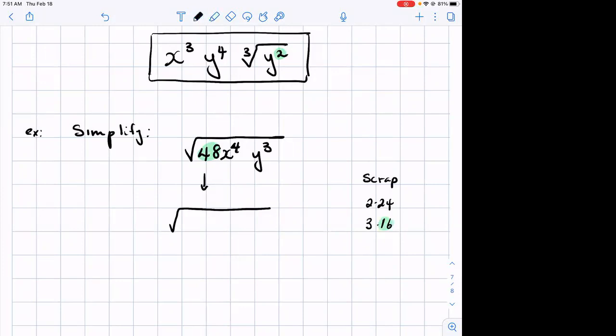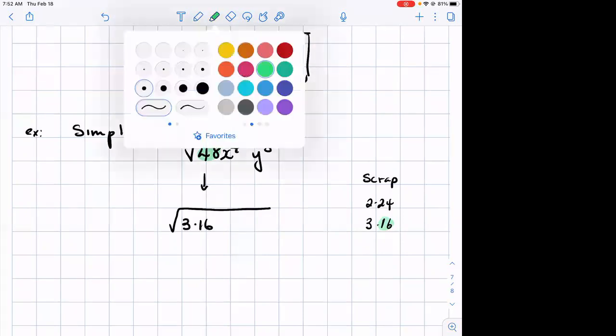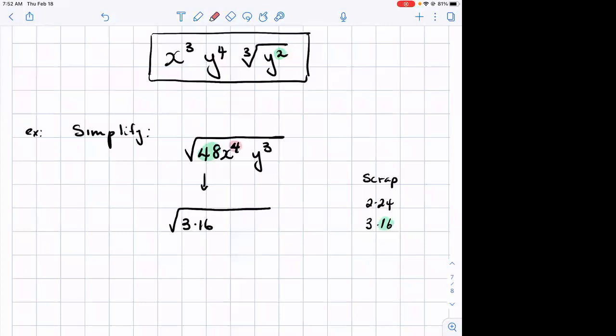So we can rewrite this as 3 times 16. Okay, so that will help us with the number. Now, if you look at the radicand power, 4 is divisible by 2. So we leave that as x to the 4th. If we look at the next radicand power, 3, 3 is not divisible by 2. And I keep saying 2 because the index here is a 2, right?